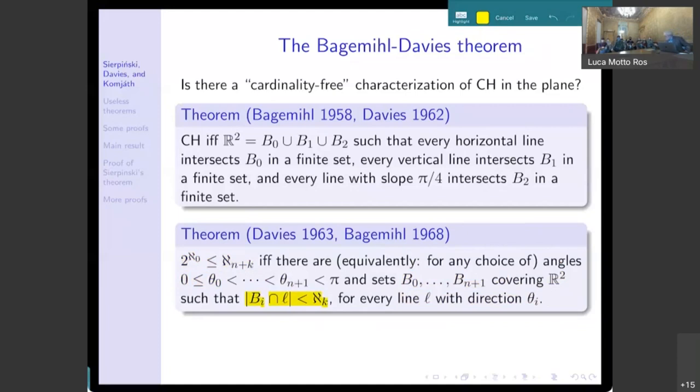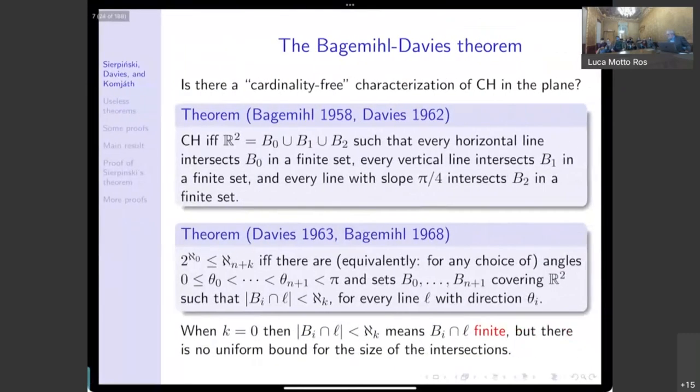So here we have another interesting characterization of the continuum being at most aleph something. Just note that when k is equal to 0, then B intersection L_i of size less than aleph k just means something is finite. But again, there is no uniform bound. Although, in order to prove that, they had to work.